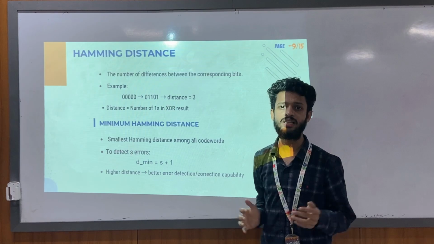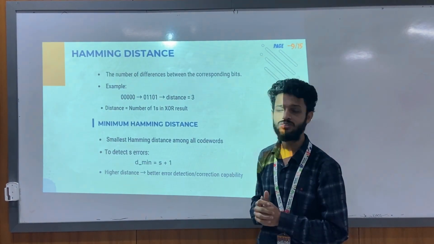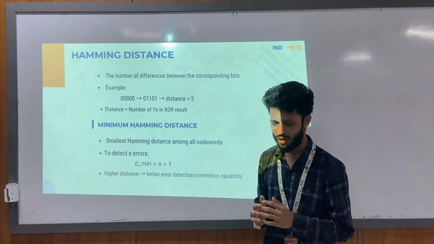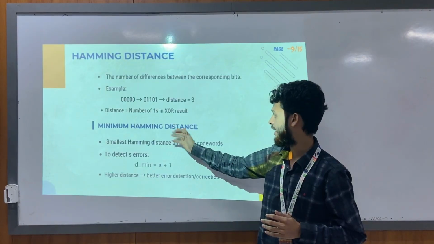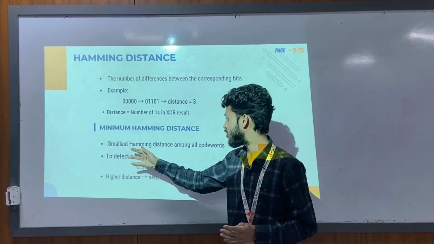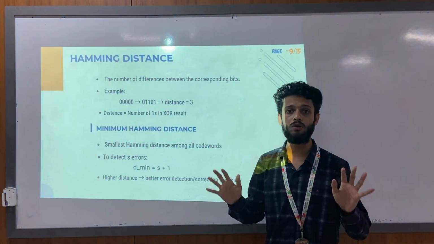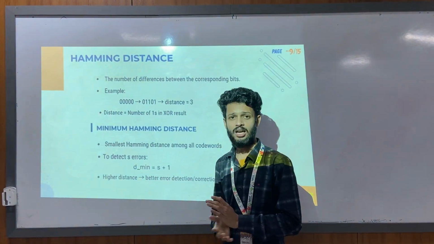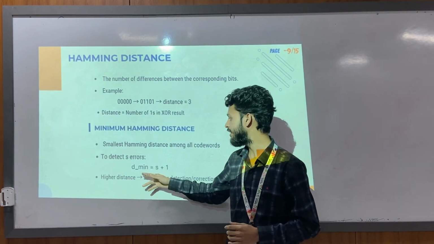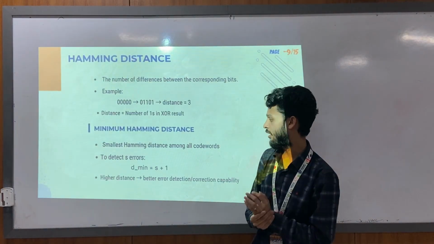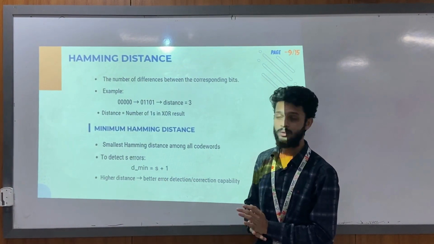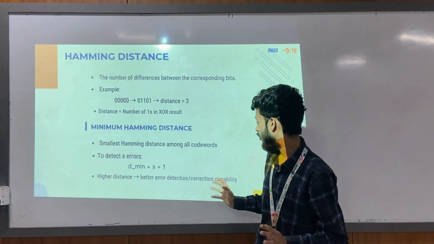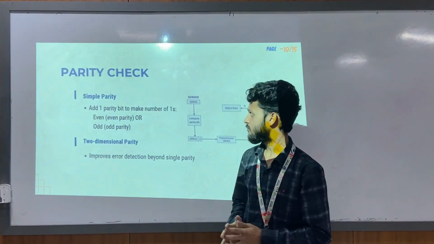We can also find the distance by the number of ones in the XOR result. For finding the minimum Hamming distance, we take the smallest Hamming distance among all code words. For example, to detect s errors, the formula is d minimum equals s plus 1. With a higher distance, we get better error detection or correction capability.